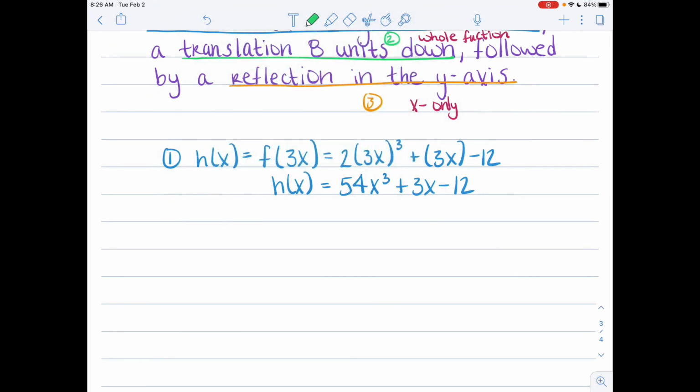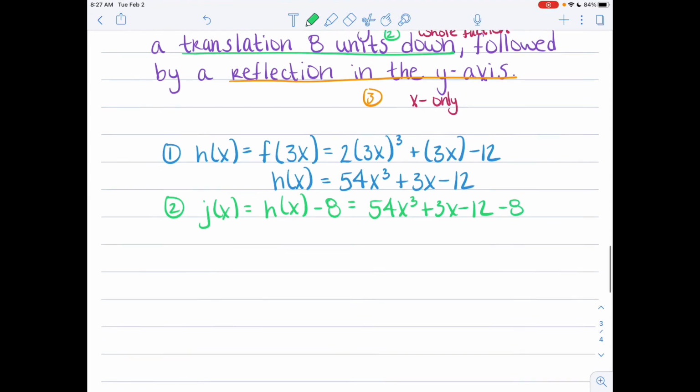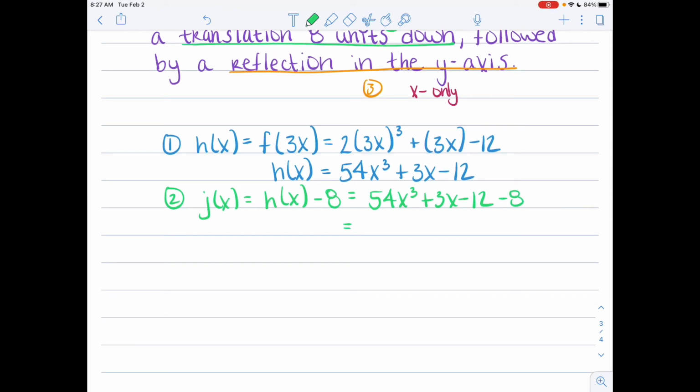Now I want to translate 8 units down. So j of x is going to start with h of x, but then I need to move down 8. So minus 8, 54x to the 3rd plus 3x minus 12, my entire h of x function, and then subtract 8. We can combine like terms here to get 54x to the 3rd plus 3x minus 20, and this is j of x. That's step 2.